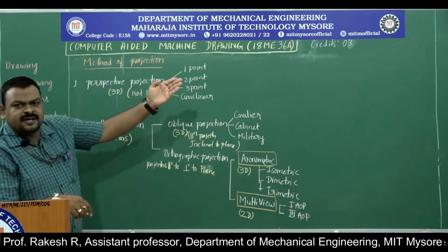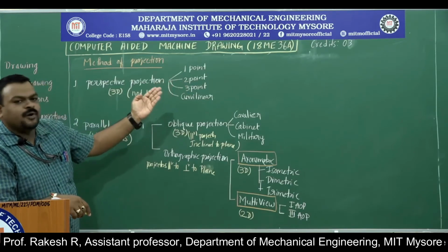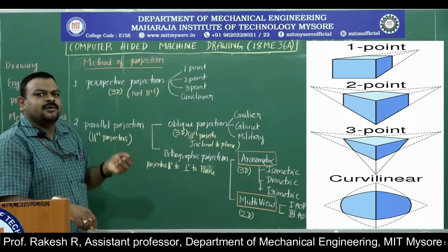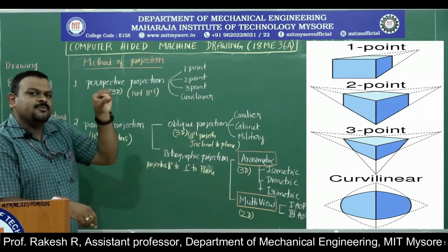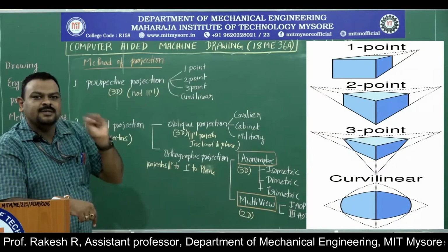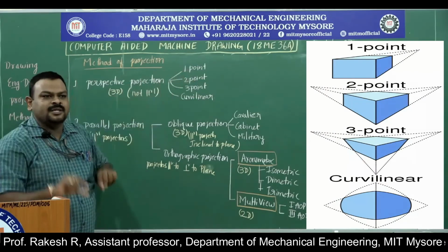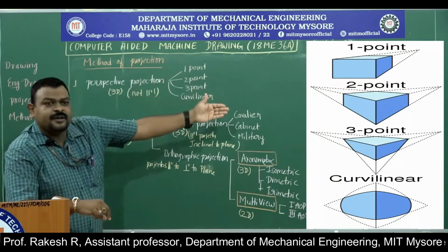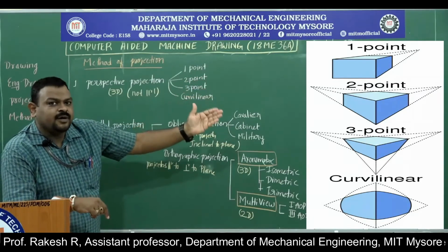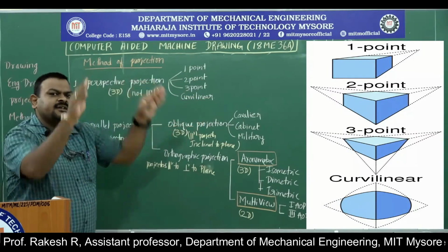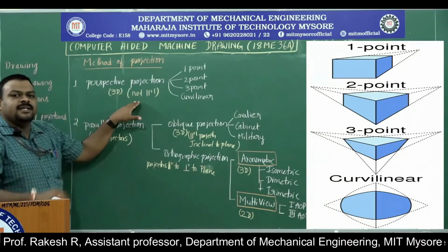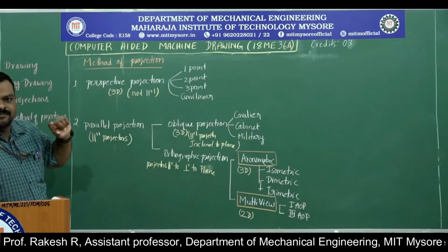Based on this, there are several types of perspective projection: 1 point, 2 point, 3 point and curvilinear. These projections are based on vanishing points, that means where you are looking. 1 point means you are looking at only one side. 2 point means you are looking at two sides. Remember, there are two eyes. The figure shows perspective projections by 1 point, 2 point, 3 point and curvilinear. Curvilinear is just like a boundary traced for the object. The output image from perspective projection is 3D.